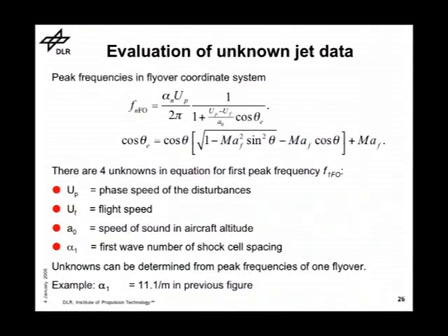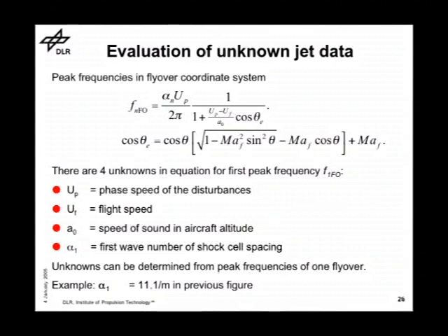So now I want to show that in principle you can derive many unknowns from just one flyover. The peak frequency in the flyover system is given by this equation, and this cosine can be described in terms of the observation angle cosine theta with this equation. You can only see the aircraft and measure this angle during the flyover, so you first have to calculate the emission angle and then calculate the frequency.